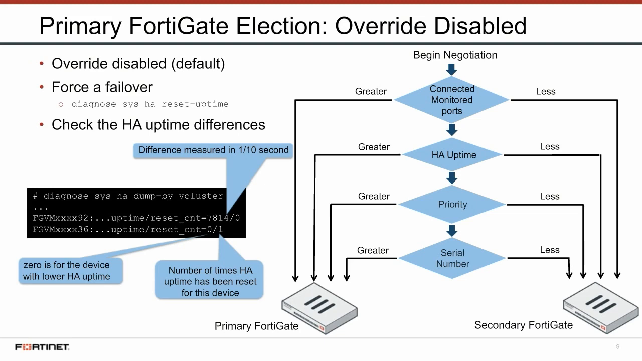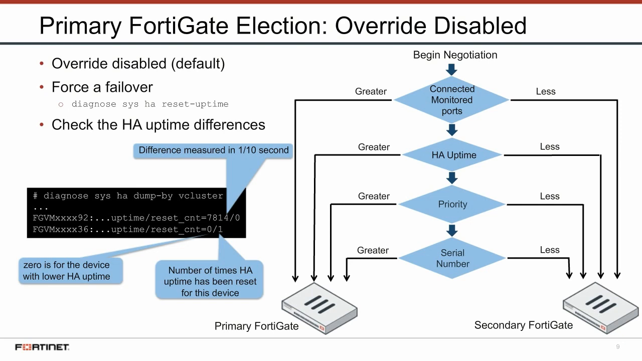The process for electing the primary FortiGate depends on an HA setting called HA override. This slide shows the process and selection criteria that a cluster uses to elect the primary FortiGate when the HA override setting is disabled, which is the default behavior. Note: the selection process stops at the first matching criteria that successfully selects a primary FortiGate in a cluster.